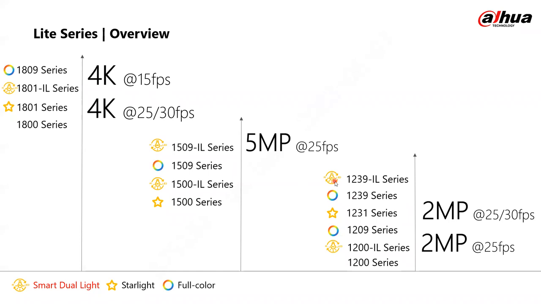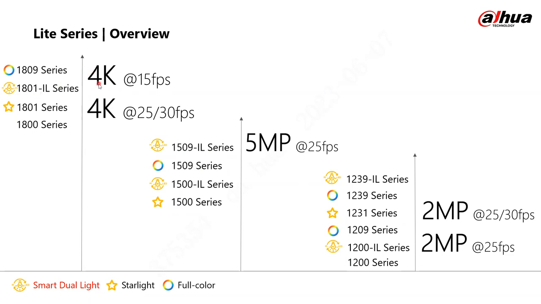So we're going to take a look at the functions of this, the implications of having a camera that has a smart dual lighting. So this is for the 2 megapixels. When you go to the 5 megapixels here, that gives you output at 25 frames per second. We have 1500 series, 1500 IL series. We have 1509 full color series and 1509 IL series. That's the smart dual light series. So all those you can actually identify based on the functions, and again, it depends on the resolution of the product.